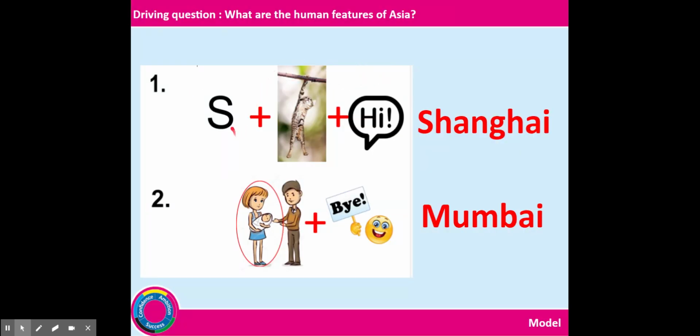So the first one was Shanghai, got S, then there's cat hanging, so hang, shang, and then just high, so Shanghai. The second one was Mumbai. This was meant to, the circle was around the mother out of the pair, so it's mum, and then just by, so Mumbai. I'll put that back just quickly if you want to mark it.